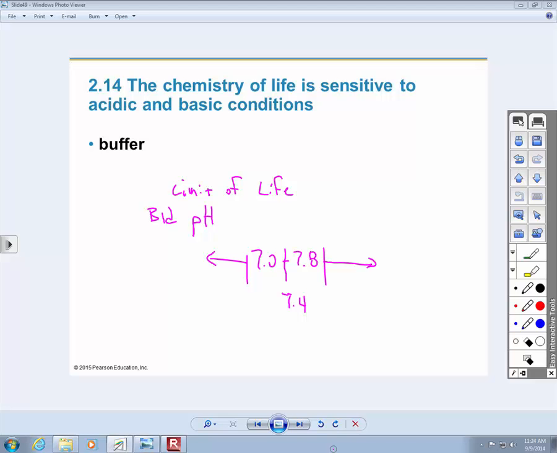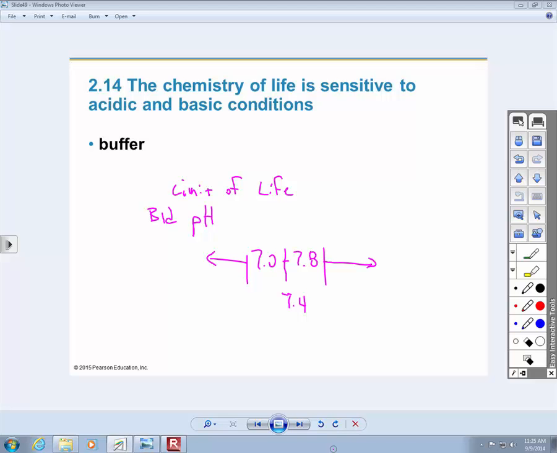So buffers keep pHs constant. If the pH drops, that means it's releasing more hydrogen ions. That's what acids do. They release hydrogen ions. Buffers attract the hydrogen ions. So if the buffers attract the hydrogen ions, then, of course, the pH is not going to drop. So that's one thing buffers do to keep the pH, in this case, at 7.4.